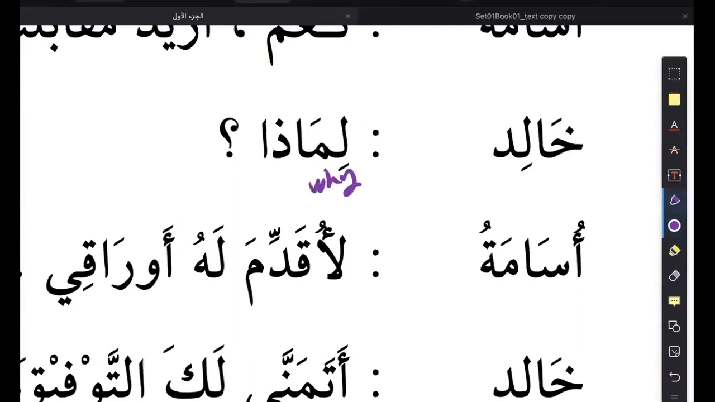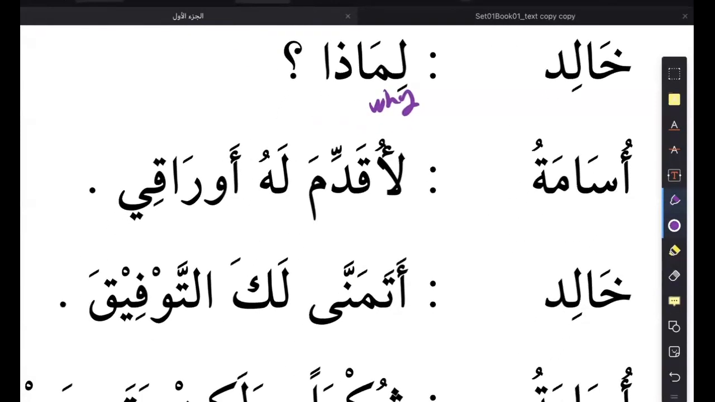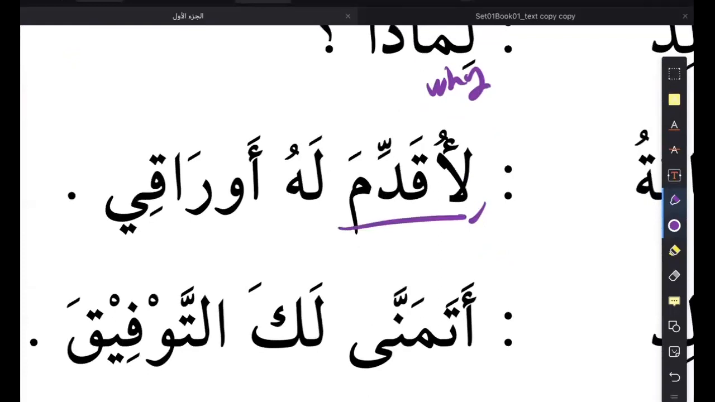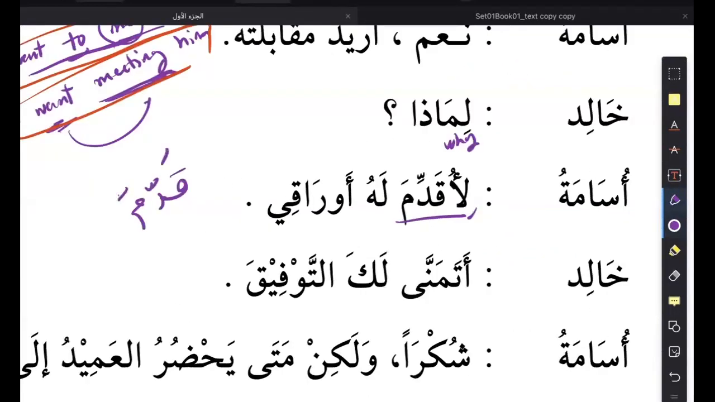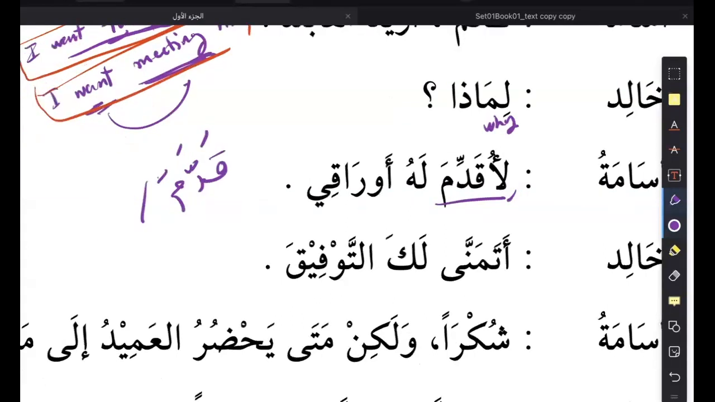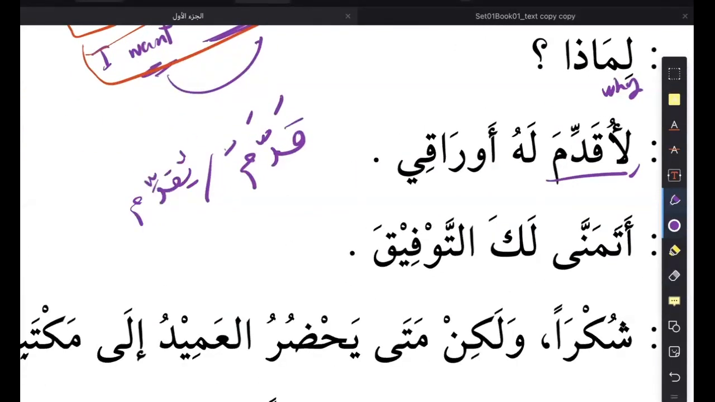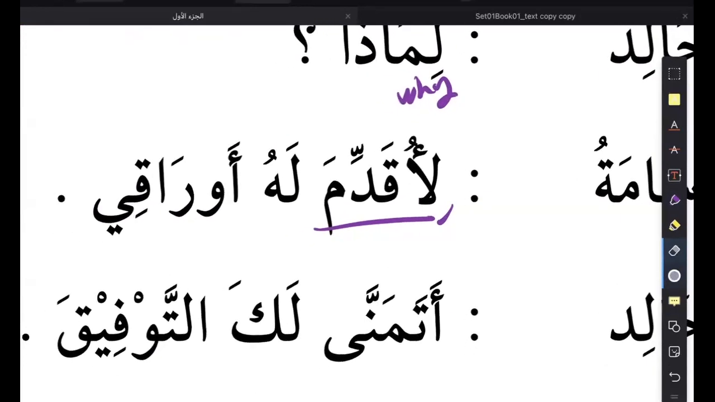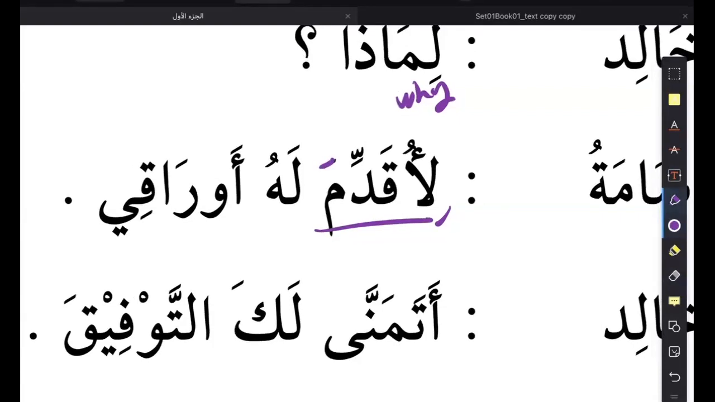Why? Then he said, li uqaddima, so what verb is this one? This is a qaddama verb. Qaddama, present tense yuqaddimu, right? But he says uqaddimu, I am submitting. Qaddam is to submit. So we have li uqaddimu, which means I submit. Why do we have a fatha? This is also something the book starts showing you a lot, the places where the present tense verb gets a fatha.